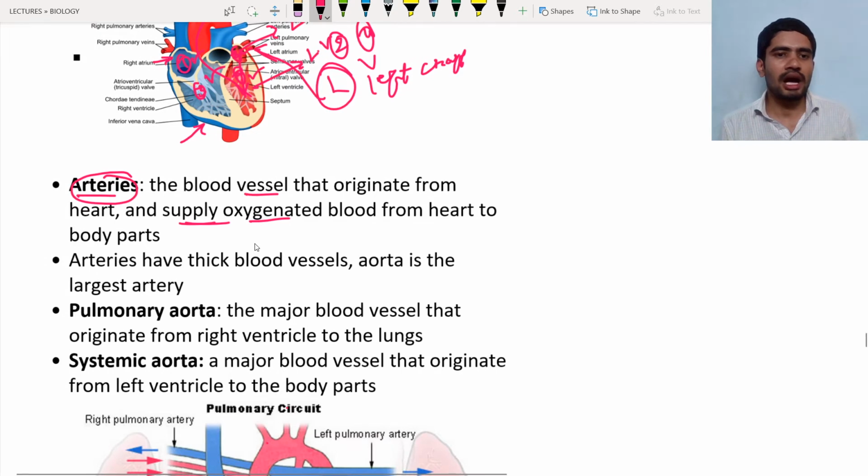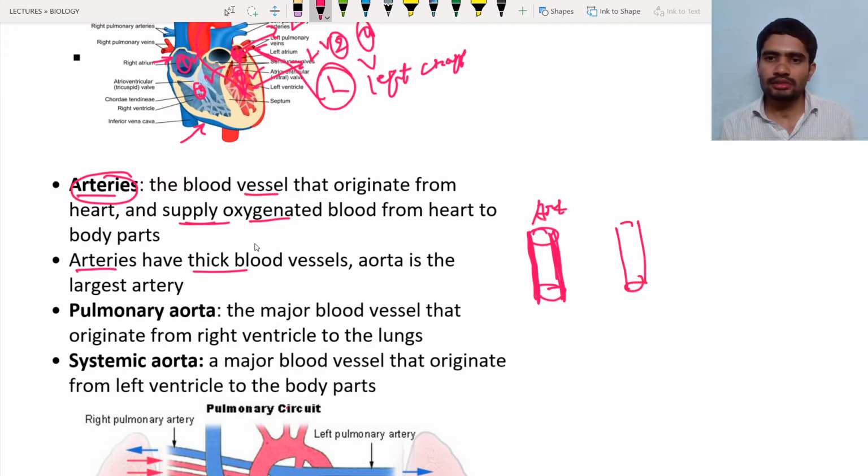So just now we have discussed the arteries have thicker blood vessels. It means the thickness of the blood vessel of the artery is much larger, and here you can see this is much larger, and this is artery, and this is known as vein. Okay, so if you compare, the size is much larger here and thinner there. Or you can call it a thicker blood vessel in the artery and thinner blood vessel in the veins.